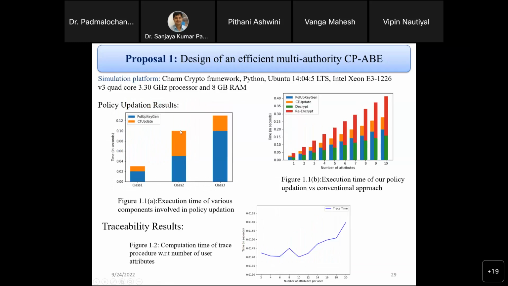And this is the policy updation result. Policy updation takes very little time. We have two important extra mechanisms, policy updation and traceability, that don't introduce much overhead. So that is what we wanted to show here, 0.12 seconds for different classes, and this is also in the range of milliseconds. Okay, trace time.